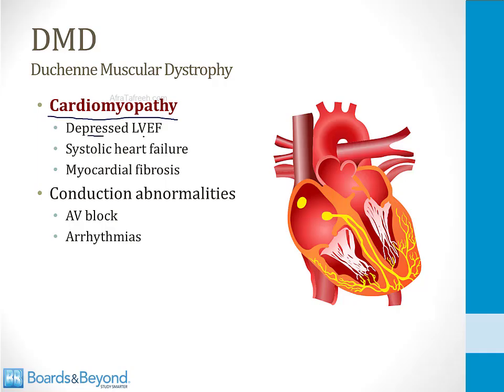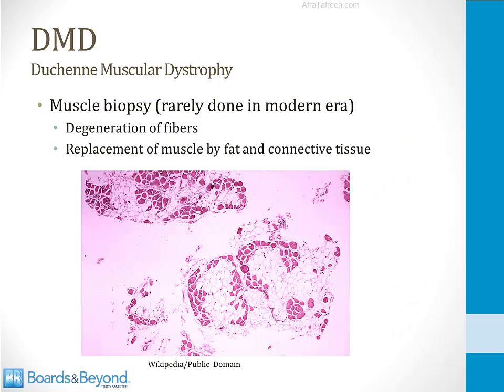They will develop a depressed left ventricular ejection fraction and systolic heart failure, and they can have myocardial fibrosis seen on biopsy. They can also develop conduction abnormalities, including AV block and arrhythmias. The classic finding on a muscle biopsy, which is rarely done in the modern era, is degeneration of muscle fibers and replacement of muscle by fat and connective tissue. This is an example of what a biopsy slide can look like here. The muscle fibers have been replaced with these clear spaces, and that represents fat.